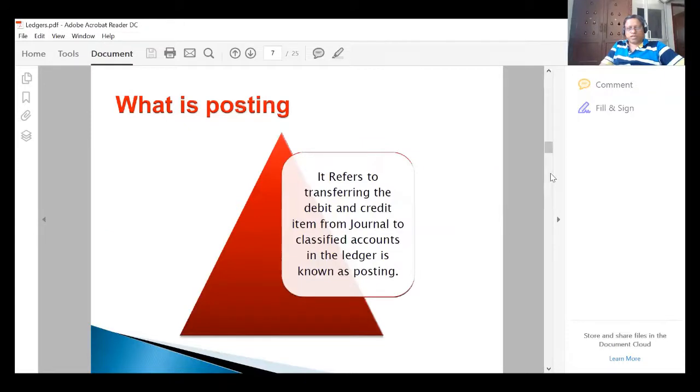What is posting? Posting is nothing but transferring the debit or credit entry from journal to a ledger. Posting is transferring the debit and credit items from a journal to the classified account in the ledger. Okay. Posting is nothing but transfer of entries from journal to ledger.